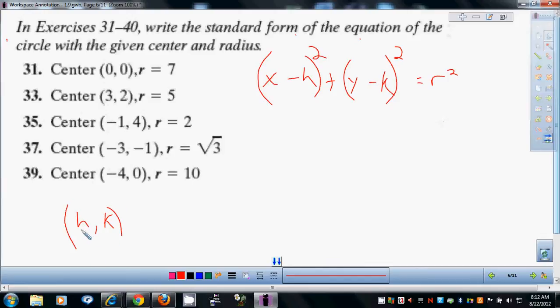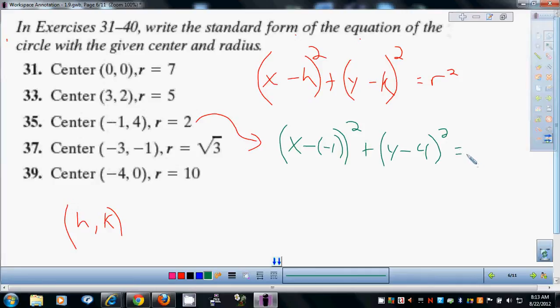Now the center will always be of the form h, k, you just plug it in. So like 35 right here. x minus, what's my x coordinate? -1, which you could go ahead and switch to +1 to save time. Plus y minus, what's my y coordinate? 4. And what's my radius squared? 4. And that's it. That's all there is to making the equation of a circle. Plug in the center, plug in the radius, and square it.